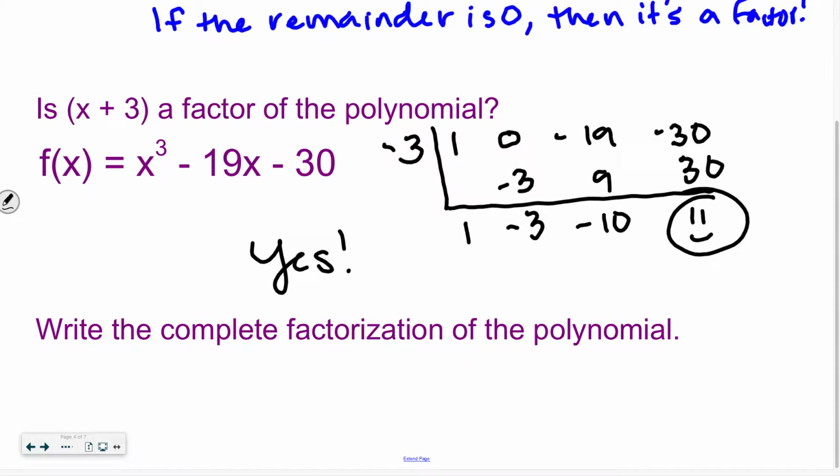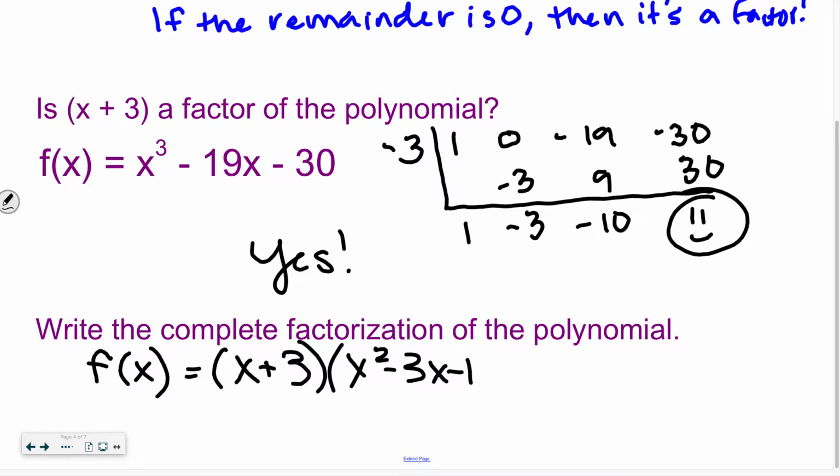Can you then write the complete factorization of the polynomial? That's a really wordy way to say factor it completely. So in this original form, x cubed minus 19x minus 30, those are all terms. They're not factors. But we just checked and found out x plus 3 is a factor, right? So one of my factors is x plus 3. The other factor is this quotient that I got right here, no remainder. So that's going to be x squared minus 3x minus 10.